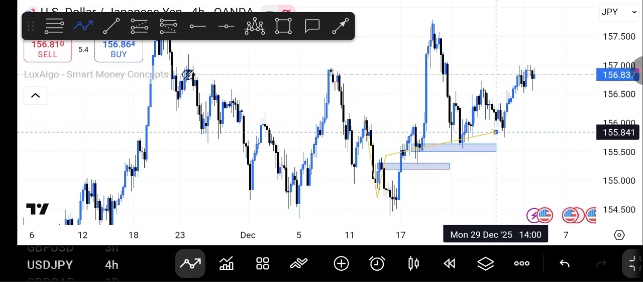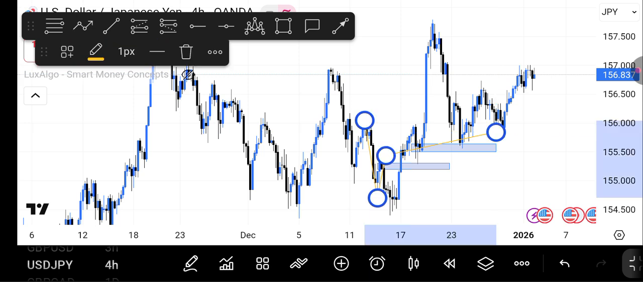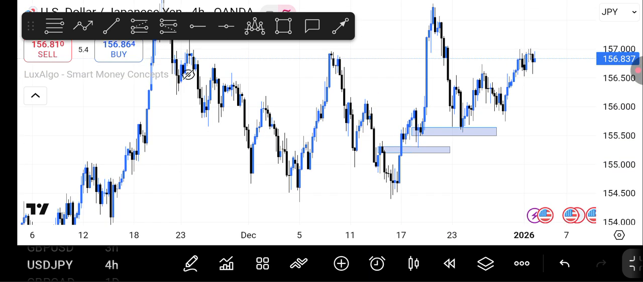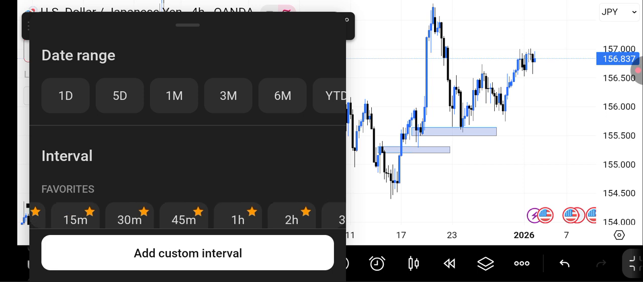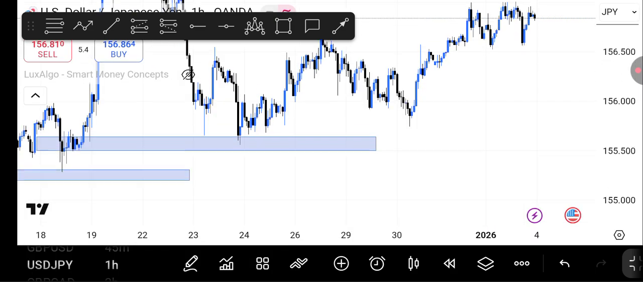Most of the time I take my entries from the hourly or up from there. I can just shift time frames, and I don't usually use the 1 minute, 3 minutes, or 5 minutes. My lowest time frame is mostly 15 minutes. So let's check that 1 hour.